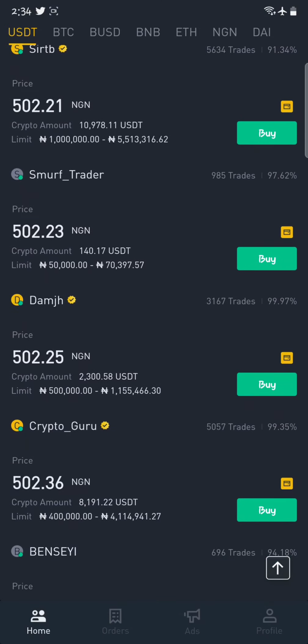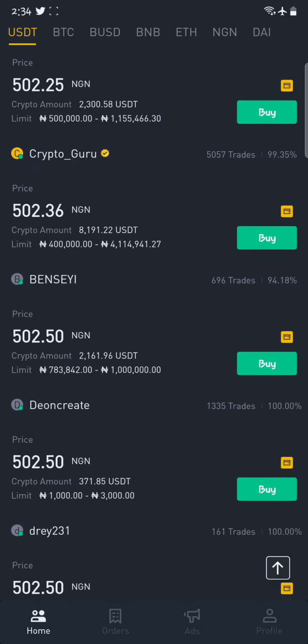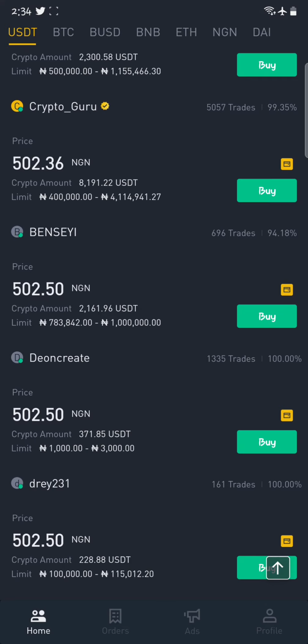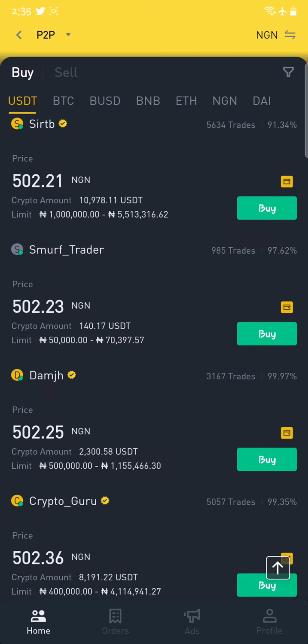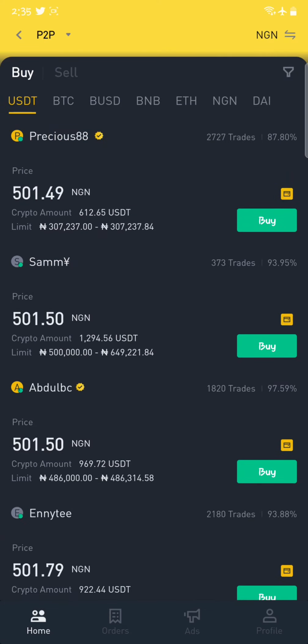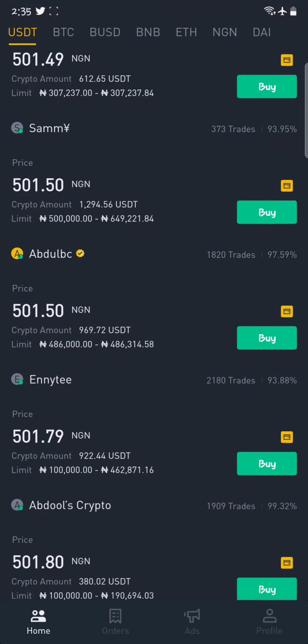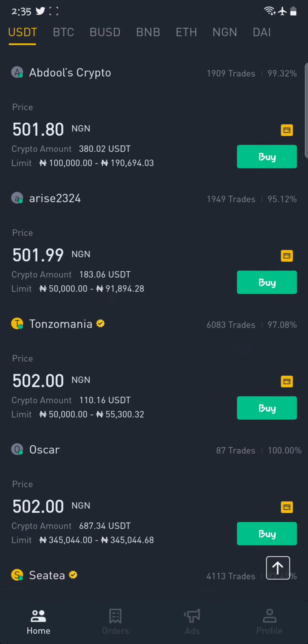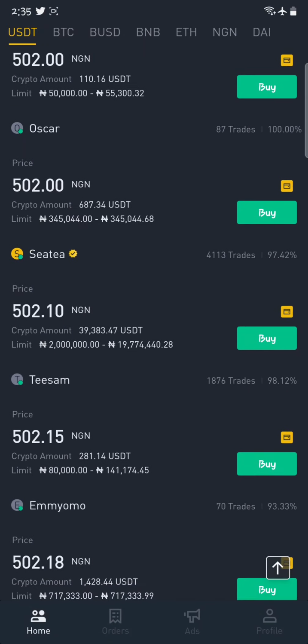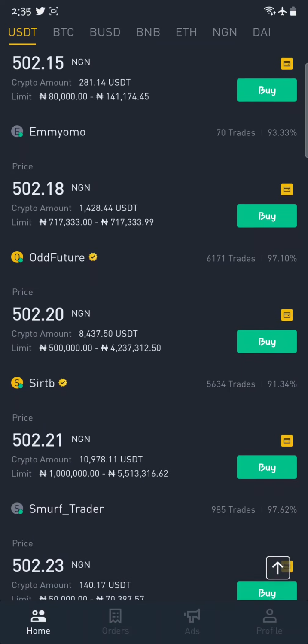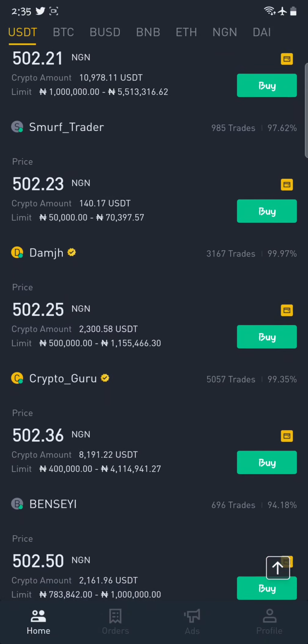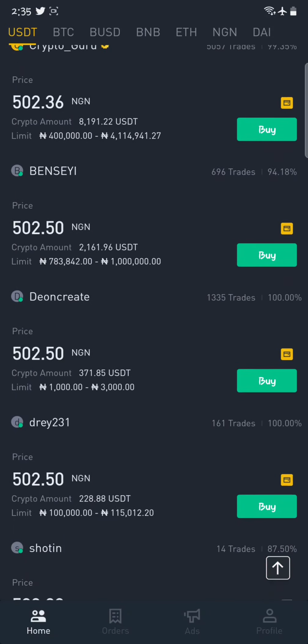Now, because the volume is small, just 10,000 naira, it could also be difficult to find such sellers. That's why as you go down, the rates tend to increase. Starting from the top, the initial rate is 501 naira per dollar. But as I continue to go down and find a better rate, you would notice that the rate increases gradually. So now I'm scrolling down trying to find someone that can sell 10,000 naira worth of USDT to me.